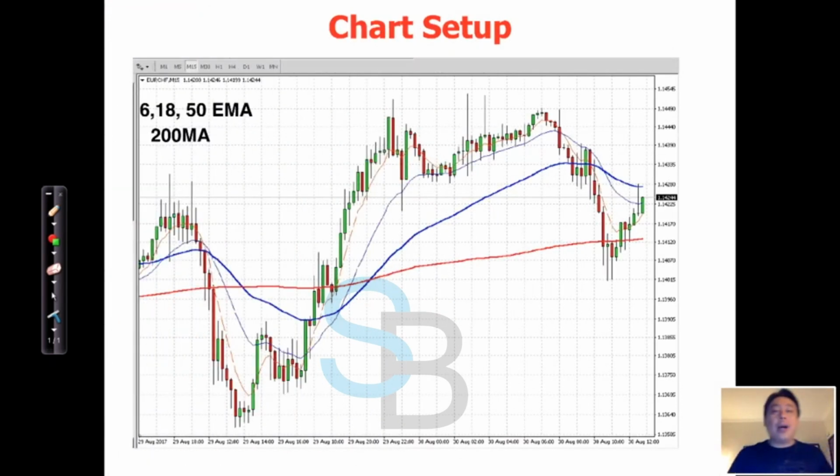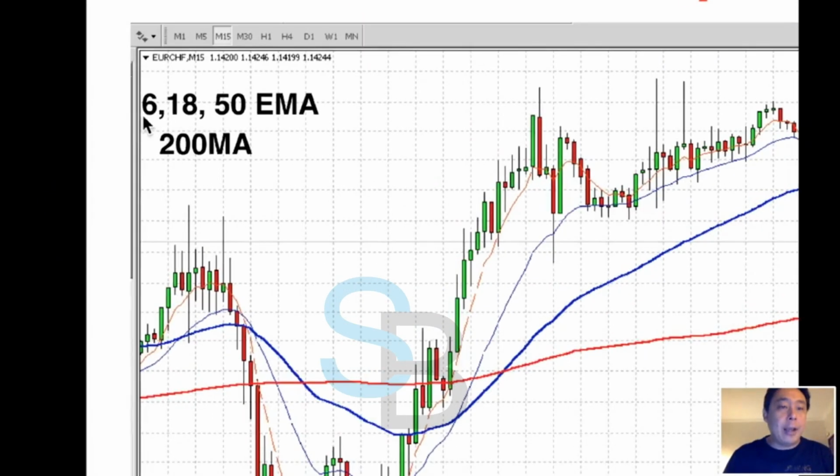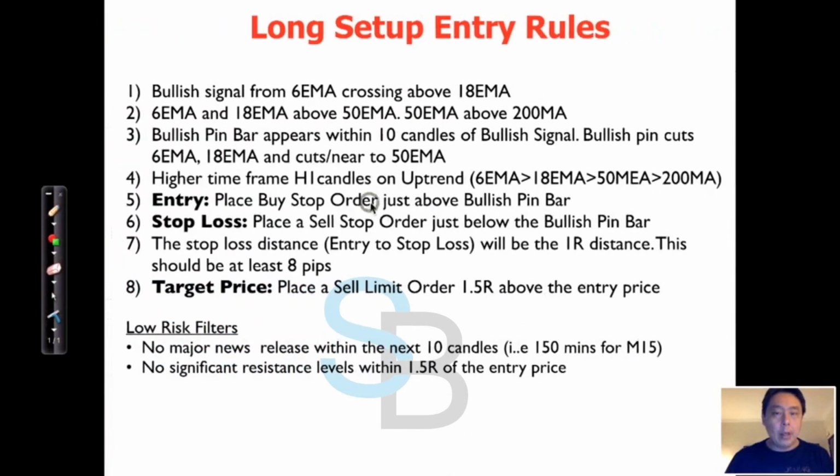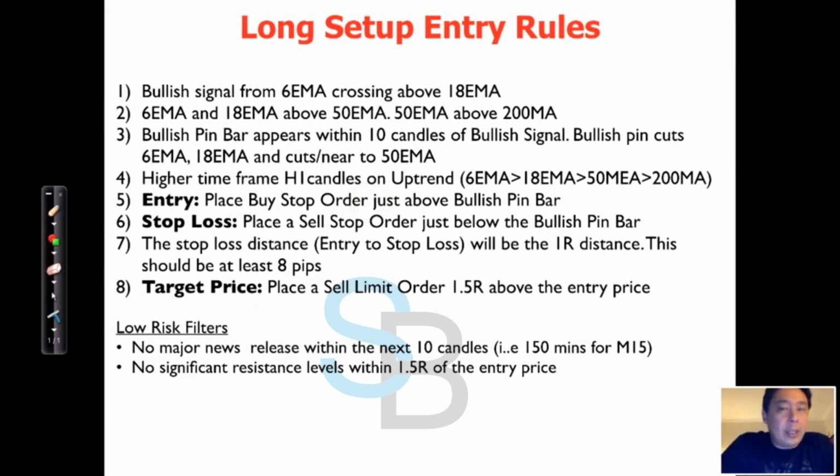For the chart setup on MT4, we're going to use the same chart settings as the impulse pullback strategy. Same thing, 4 moving averages. We're looking at a 6 EMA, 18 EMA, 50 EMA, and the 200 simple moving average on 15-minute candles. And we're going to confirm it with the H1 candles. Now you understand the basic setup.